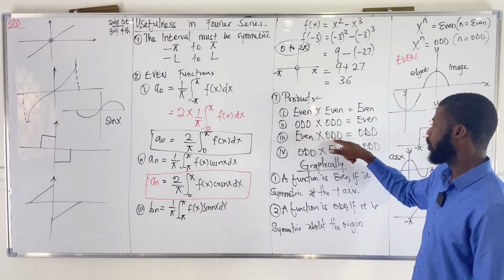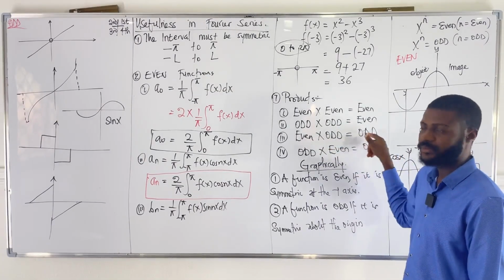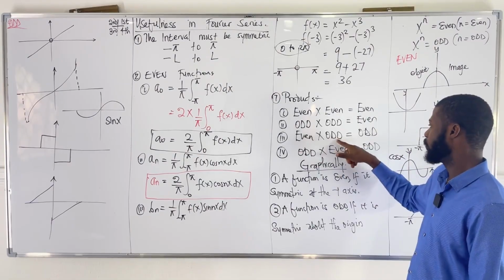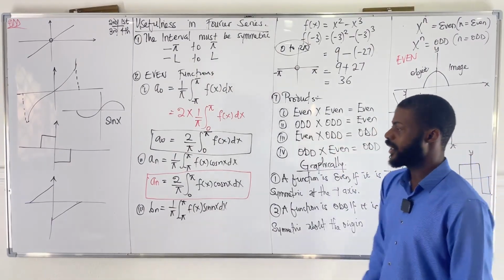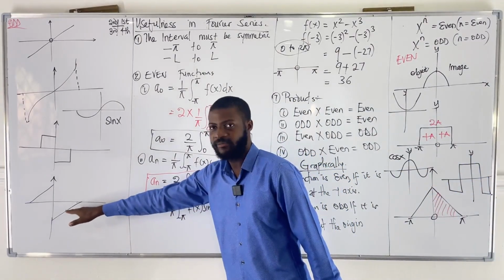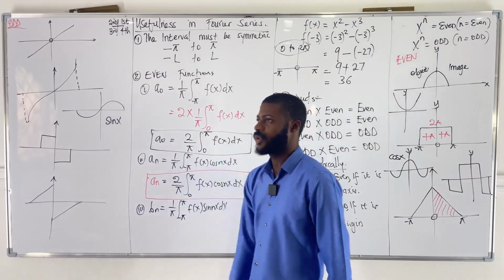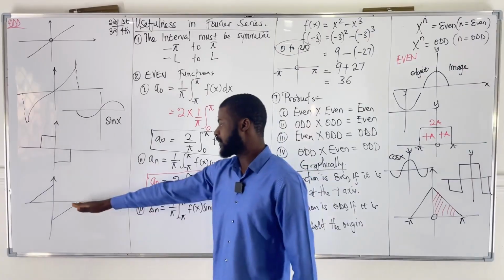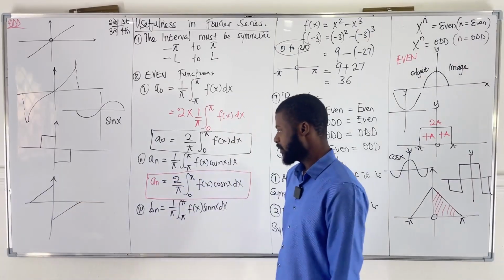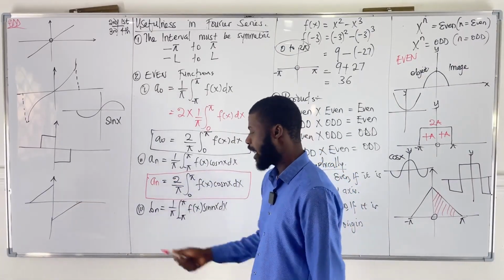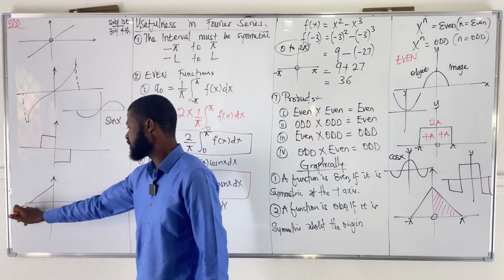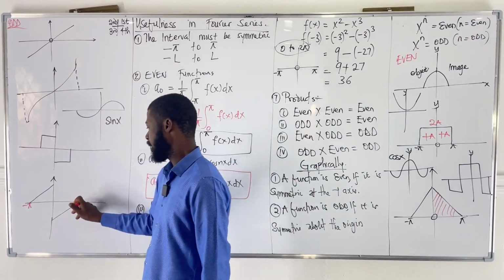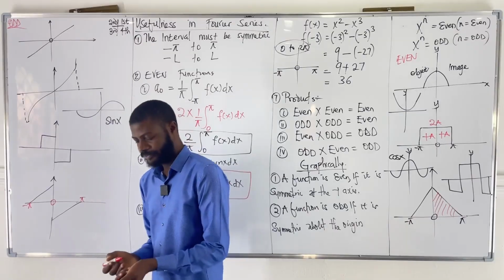So this is even, this is odd. Even times odd will be odd. Even times odd is going to be what? Odd. So let us use this graph because this is an odd graph, to model our problem and find a solution. So this graph here is odd. Now see, how would the area be? Remember that this is minus pi, and then this is pi, and this is 0.